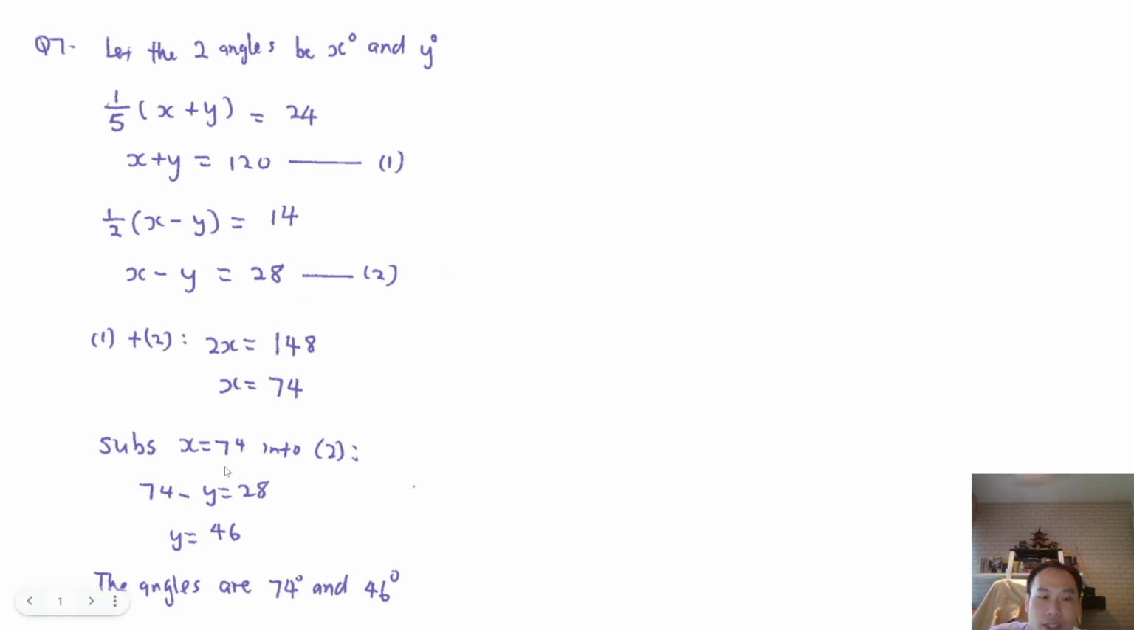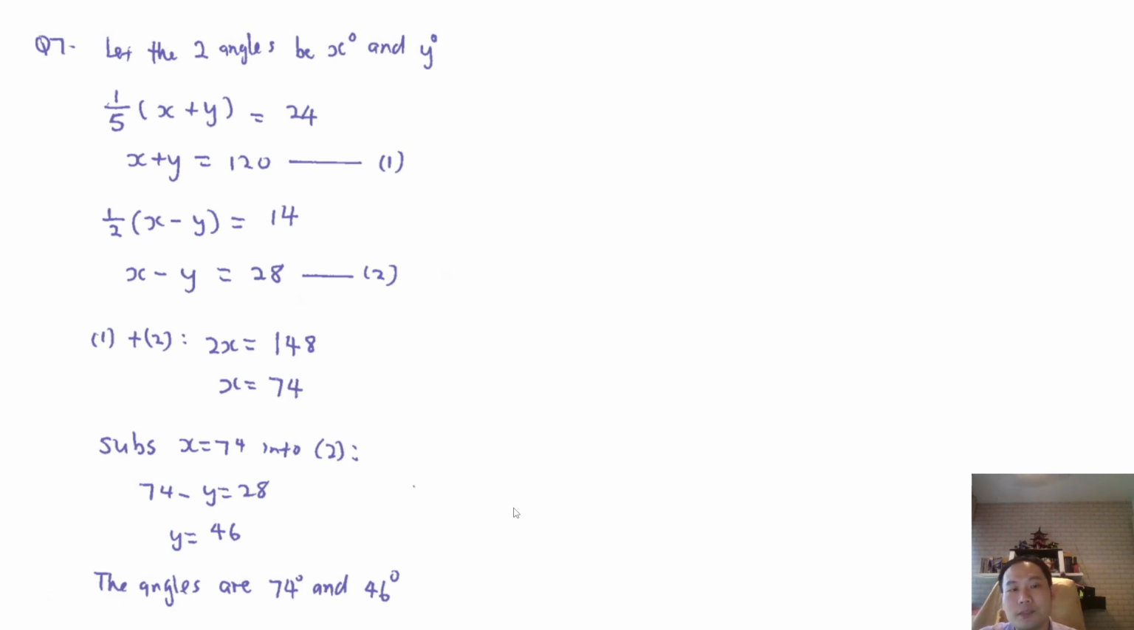So we're going to substitute x equals 74 into equation 2. Or you can substitute it into equation 1. It doesn't matter in this case. Both will work, right? So we have equation 2, we have here 74, which is x, minus y equals 28. That gives us y equals 46.